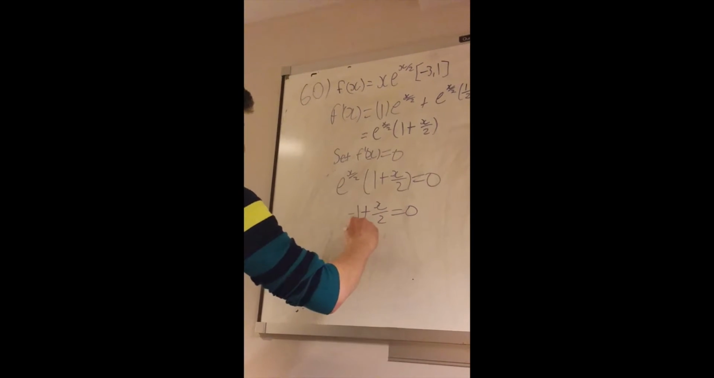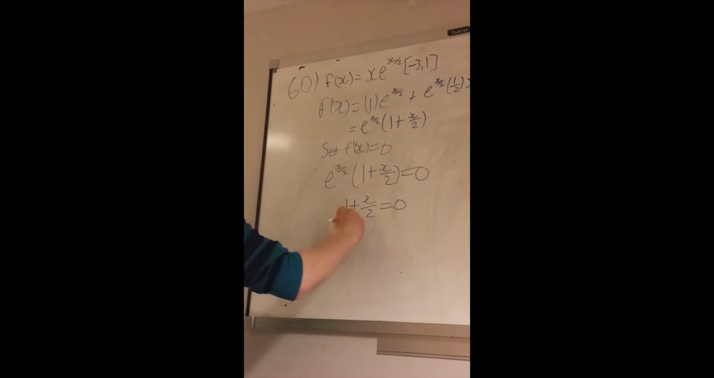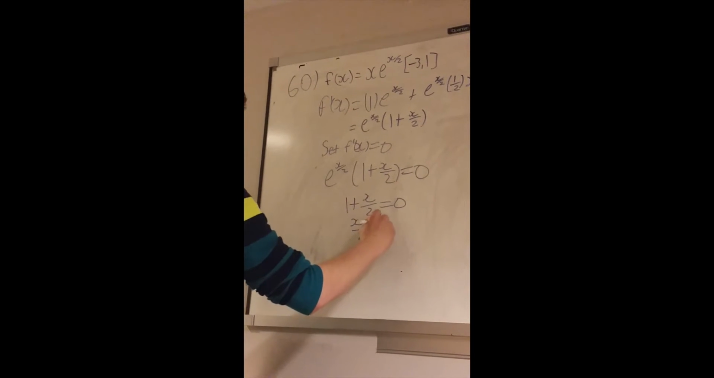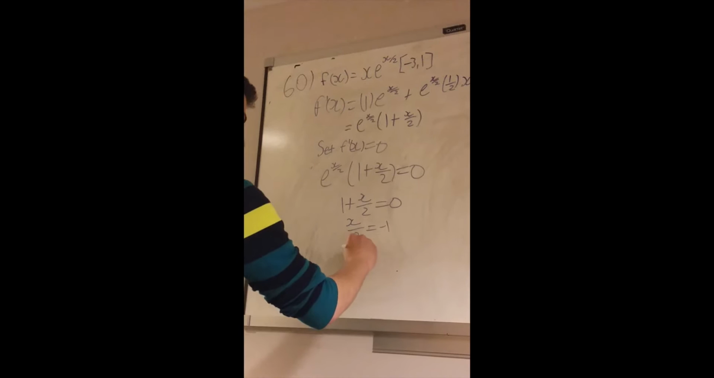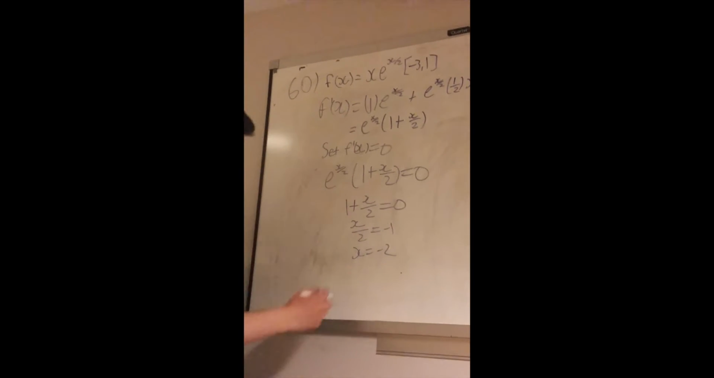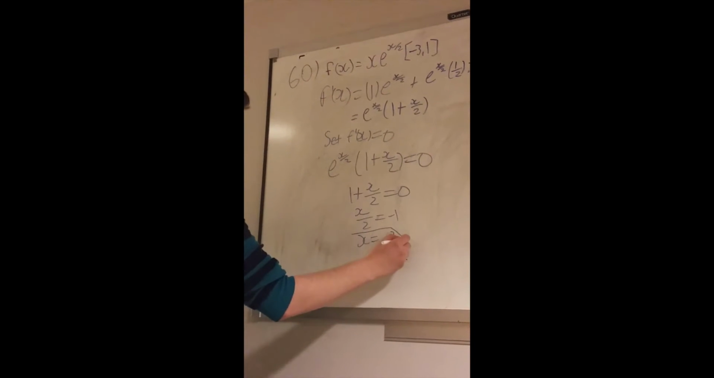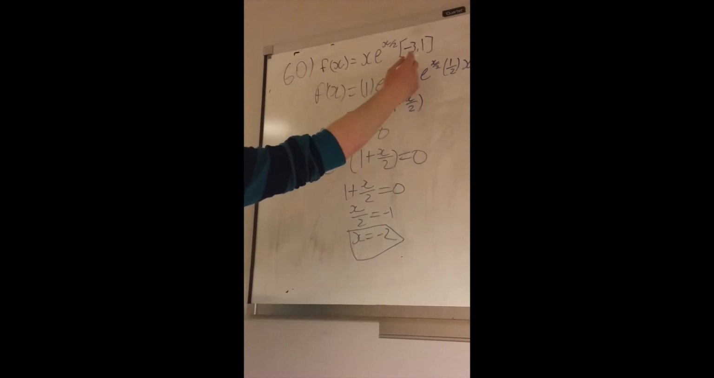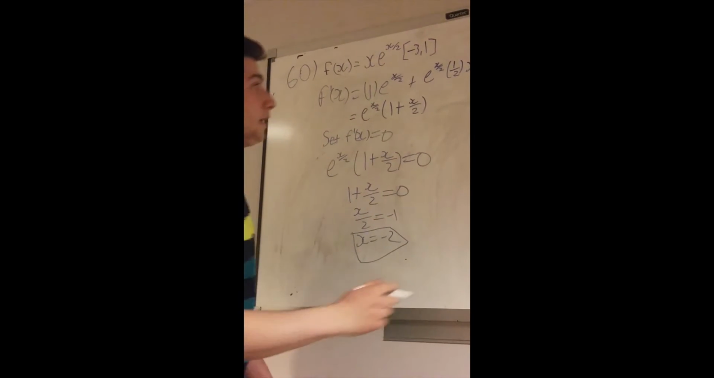We're going to bring the 1 to the other side, which is x divided by 2 is equal to negative 1. So x is equal to negative 2. We see that this critical point is in the domain of negative 3 to 1, so we can use that as a critical point.